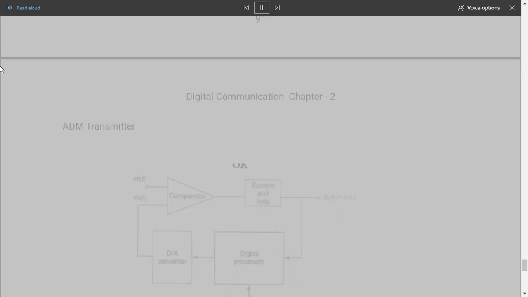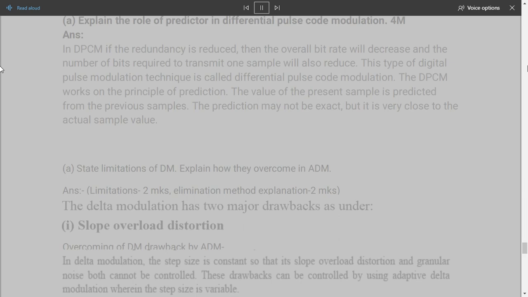A. Explain the role of predictor in differential pulse code modulation. Answer: in DPCM, if the redundancy is reduced, then the overall bit rate will decrease, and the number of bits required to transmit one sample will also reduce. This type of digital pulse modulation technique is called differential pulse code modulation. The DPCM works on the principle of prediction. The value of the present sample is predicted from the previous samples. The prediction may not be exact, but it is very close to the actual sample value.